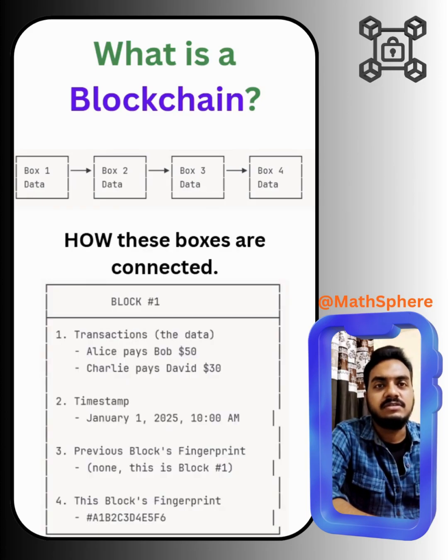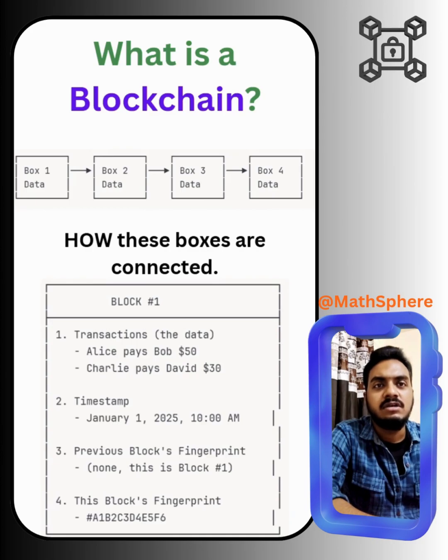Let us understand this step by step. The first step is what goes inside each box. Each box is called a block. For example, as you can see here, block number 1 contains the transactions, the timestamp, and a link to the previous block's fingerprint. Since it is the first block, there is no previous block here. And each block has its own unique fingerprint.